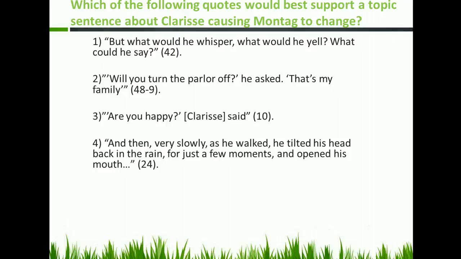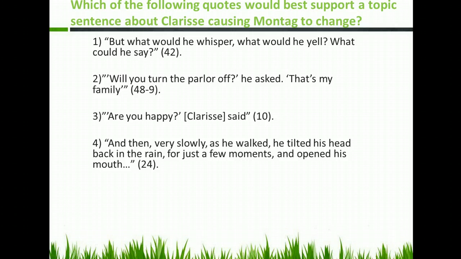So yes, it is relevant because he's trying to have a conversation, but at the same time, the quote isn't really proving that Clarice is causing him to change. Number 2, "Will you turn the parlor wall off?" Okay, here he is actually asking Mildred to do something different. So he's asking her to turn it off so that they can have a conversation. But I could easily put into my own words, Mildred asked her to turn the parlor walls off. Or he asked Mildred to turn the TVs off.